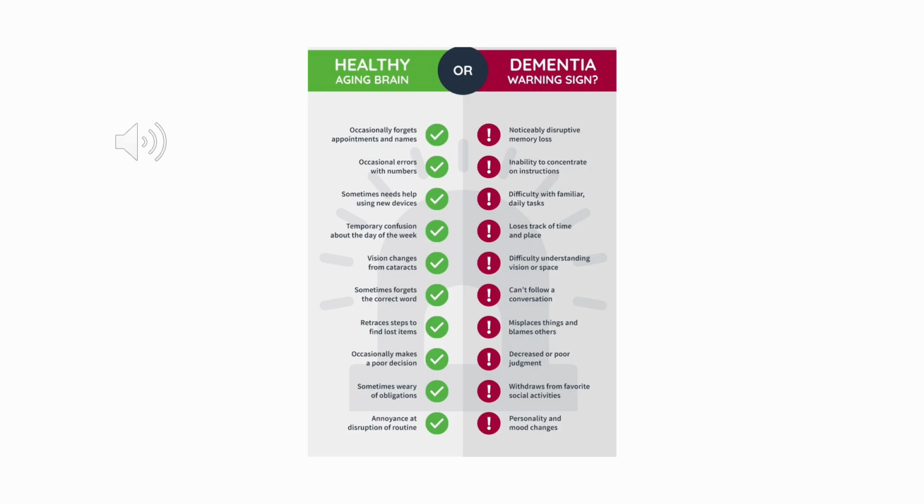And then just kind of compare and contrast dementia warning signs with healthy aging. Okay, so with dementia, it's going to be a noticeably disruptive memory loss. Okay, they can't concentrate on instructions, they can't follow directions, they have difficulty with normal daily ADLs.